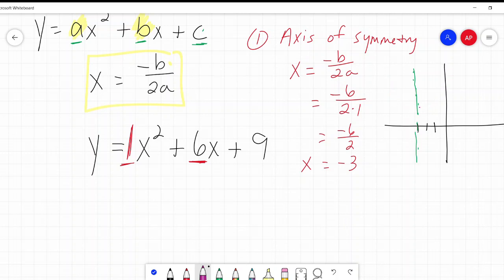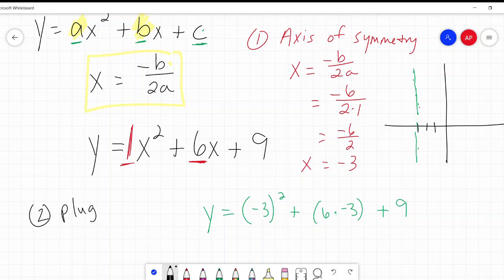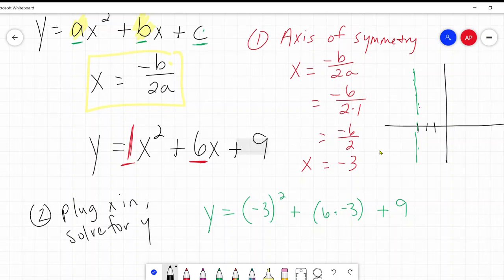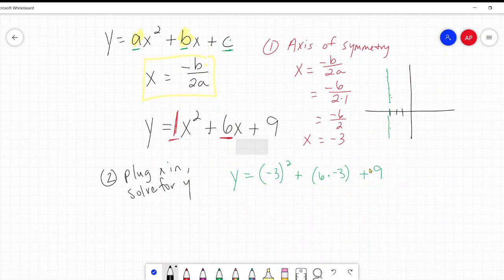Well, if x equals negative 3 at the vertex, then I can go back to my original equation, plug in negative 3, and solve for y. So this is our step 2. Plug x in, solve for y. Those are our 2 major steps. There, I want to zoom out. Woohoo! Thank you so much.